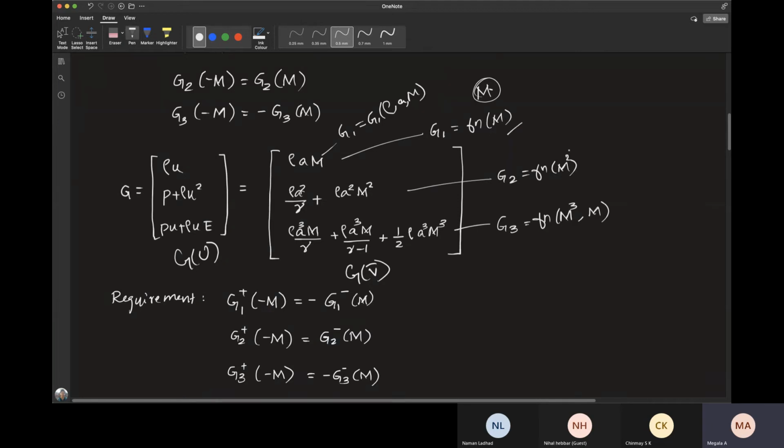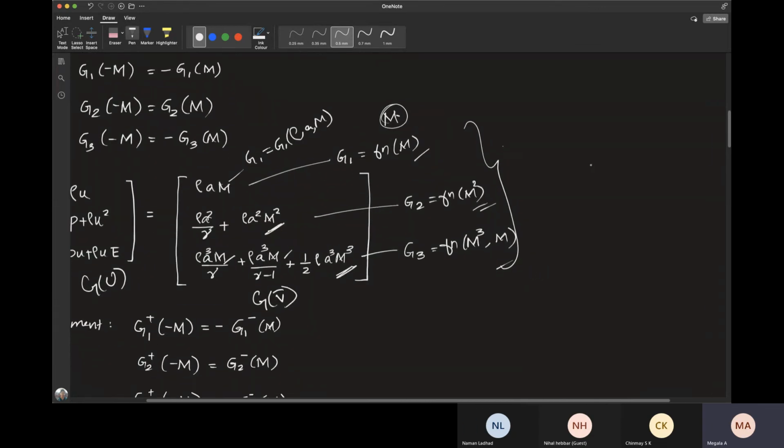But here in this place I've just written only in terms of M because I'm more interested in what power of M they are in. So first one, G1 is a function of M, G2 is a function of M squared, and G3 is a function of M cube and M. Okay, so these are certain inferences.